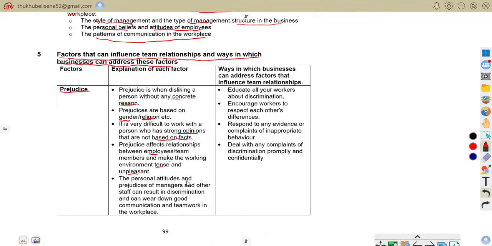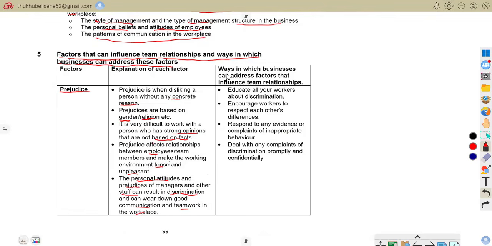So the personal attitudes and the prejudices of managers and other staff can result in discrimination and can wear down good communication and teamwork in the workplace. So there is going to be discrimination, which is going to affect the teamwork.